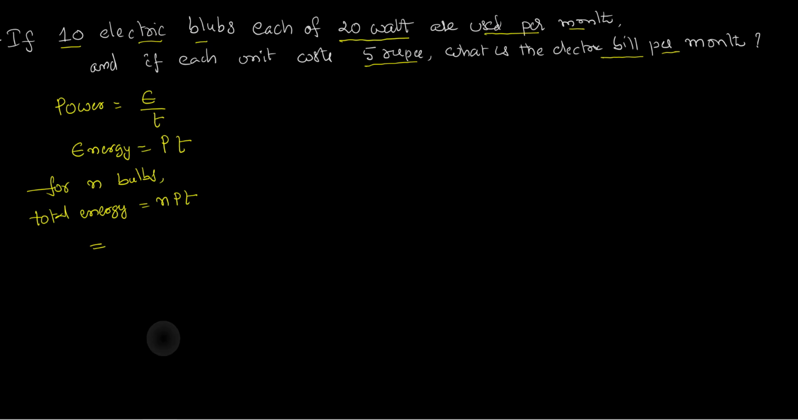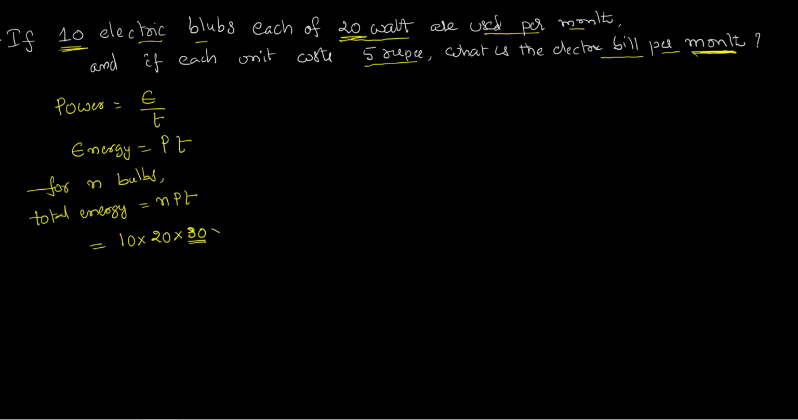It is given that the number of bulbs in the problem is 10. Each bulb has a power of 20 watts. Time, 1 month. 1 month is 30 days. Be careful about this. Here, the wattage is measured in terms of joules per second, whereas the time is given in a month. Therefore, I shall convert this month also into seconds.